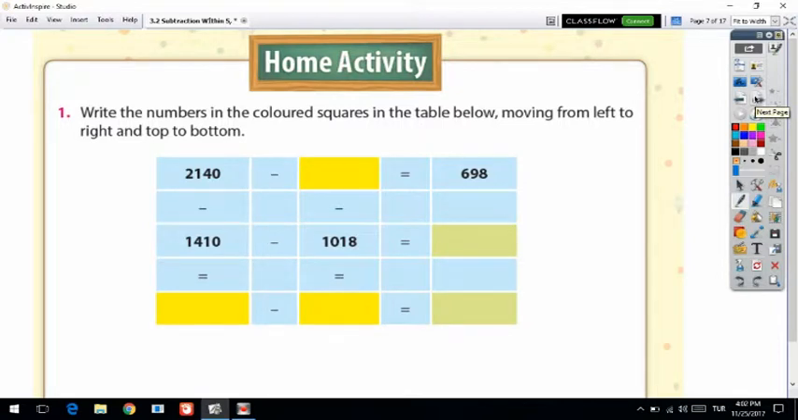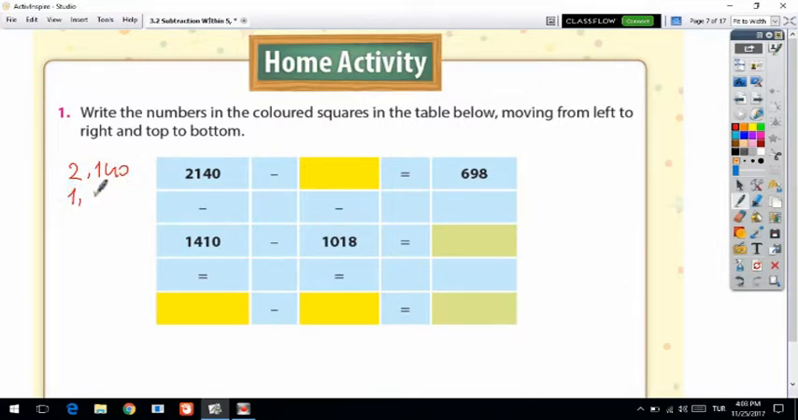Write the numbers in the colored squares, this yellow one and the green one, light green. They are colored squares in the table below, moving from left to right and top to bottom. Okay, we will find them. If there is a subtraction, we subtract them from up to down.